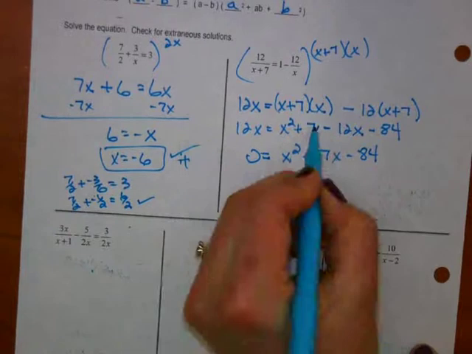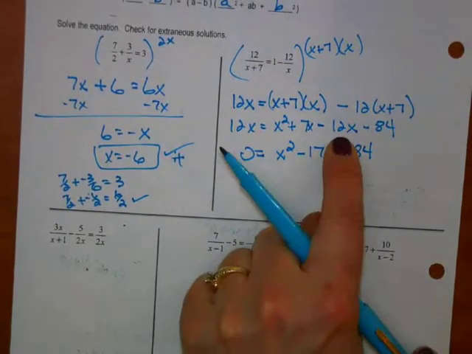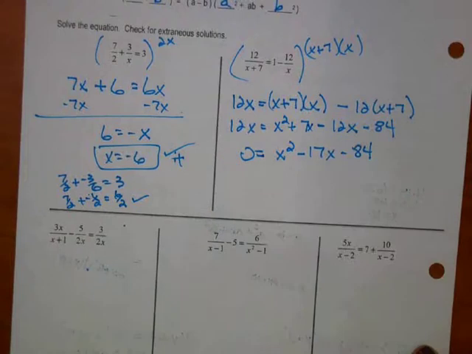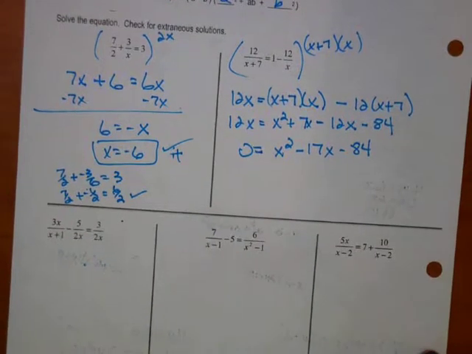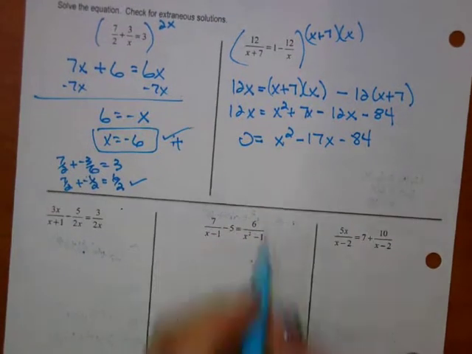Oh, this has an x next to it. I apologize, that's probably why you were confused. That becomes negative 5x, and then you subtract 12x and you get negative 17x. Okay, that's easy enough to factor.